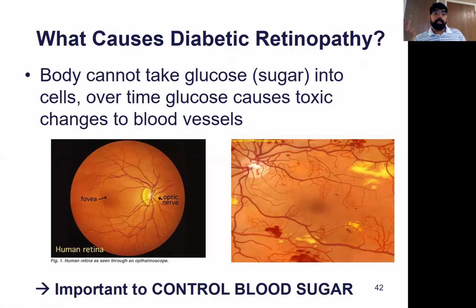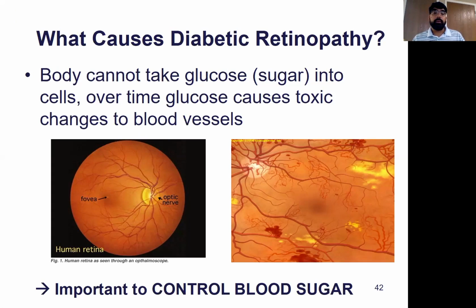So what causes diabetic retinopathy? Well, the body can't take in glucose or sugar into cells, and over time the glucose accumulates in the blood vessels and causes toxic changes to blood vessels. It causes glycosylation of these blood vessels. So before you had a different mix in the extracellular matrix and different perfusion status of the retina, but with diabetes you get damage to the blood vessels, so your perfusion status worsens and you get more ischemia, so your blood flow is worse. And so it's very important to control your blood sugar, because if you're not well controlled, you get these abnormal blood vessels and you have to lose more and more tissue like peripheral retina.